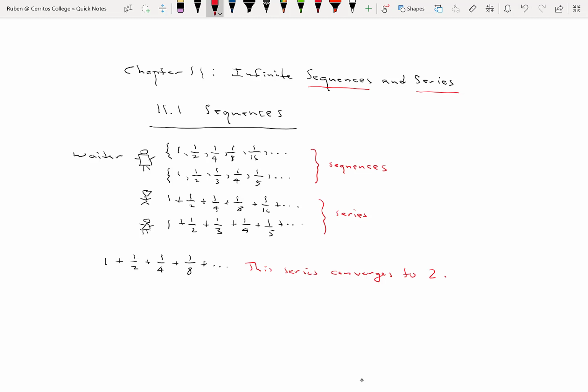What this means in terms of the terminology is that the series converges to 2. As we keep adding more and more pizza to this guy's stomach, but we have to add the pizza according to the sequence of his order, the series is what you get by adding together the elements of a sequence. This series gets closer and closer to 2. The more pizza he eats, the closer the amount of pizza in his stomach gets to 2. So this series is said to converge to 2.